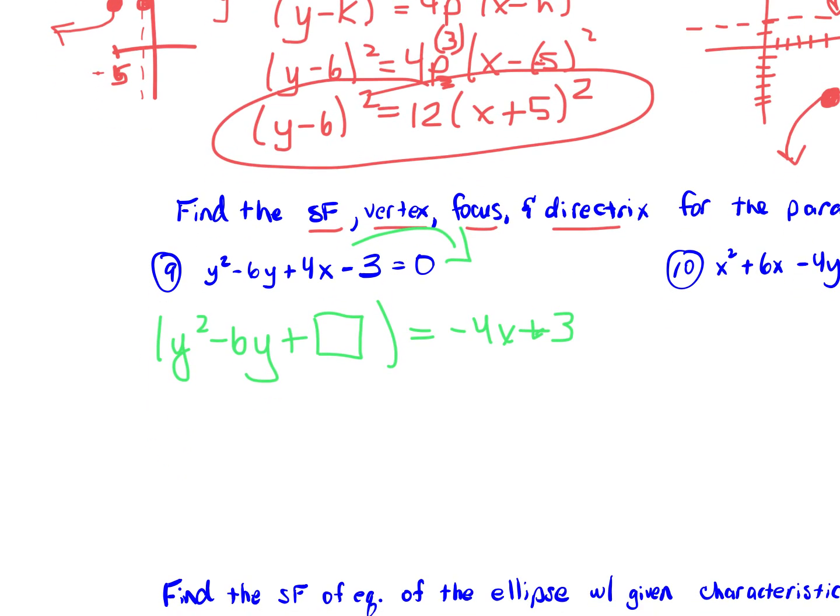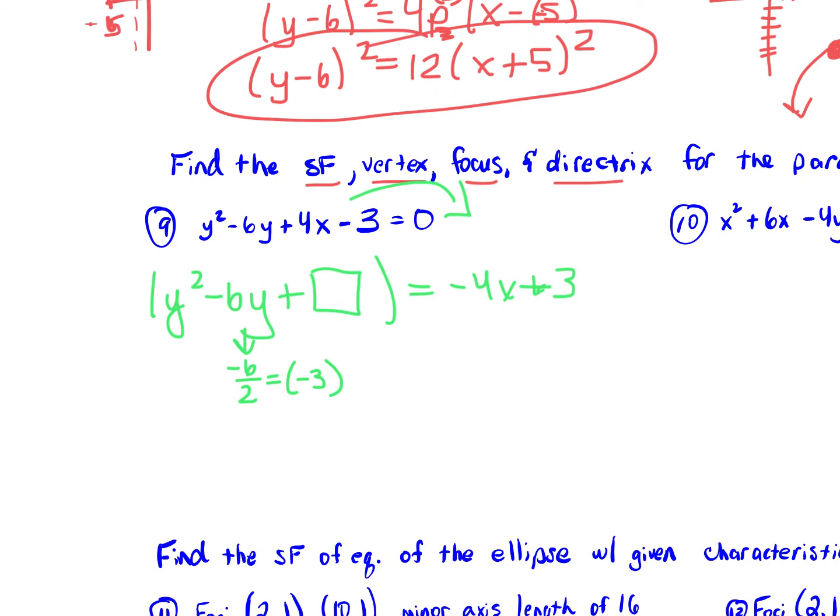Now as I complete the square, I bring down my b term. So it's negative 6 divided by 2 gives me negative 3. So I know that my binomial is going to be y minus 3 squared. And when I square this value, it becomes positive 9. What you do to one side, you add to the other. So I have 9 over here. So I have y minus 3 quantity squared equals, on the right-hand side, negative 4x. 3 plus 9 is 12, so plus 12.